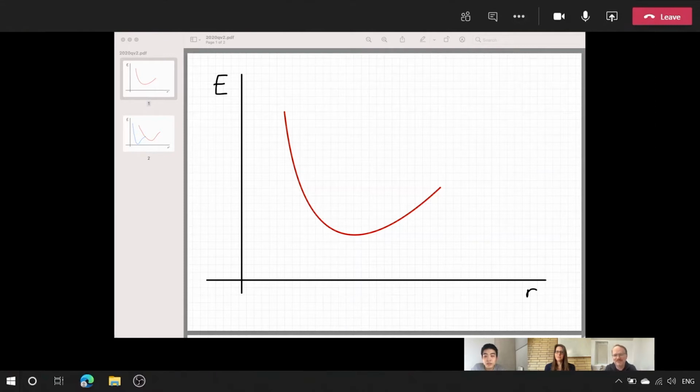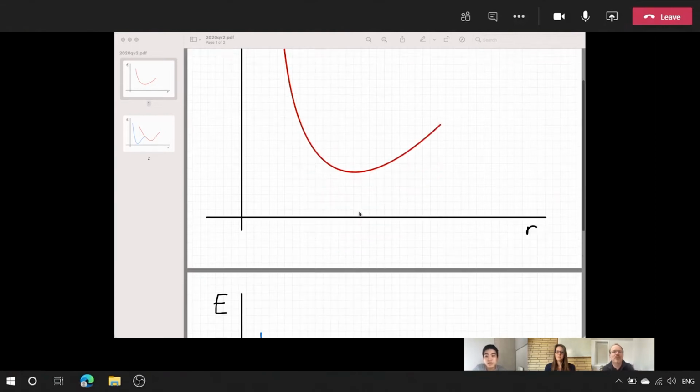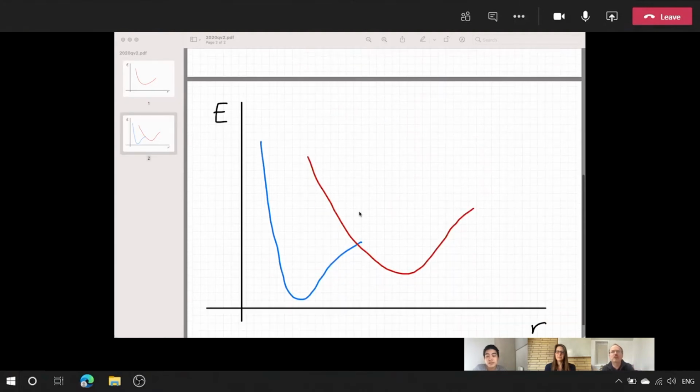Okay, so the gradient would still be positive, but it will gradually tend to zero. So the force will still be attractive, and it still tries to bring the two atoms together, but as the two atoms become further apart, that force should gradually diminish. Okay, great, thank you. I'm going to just change and show you a different graph.